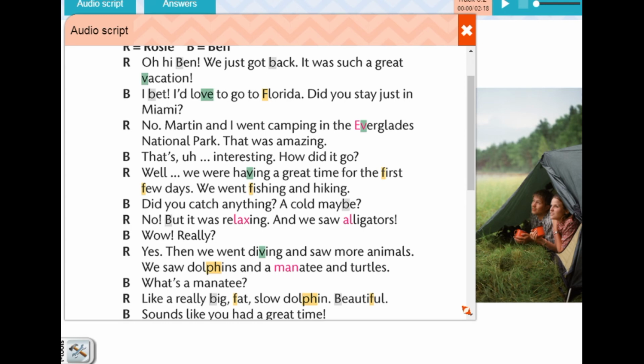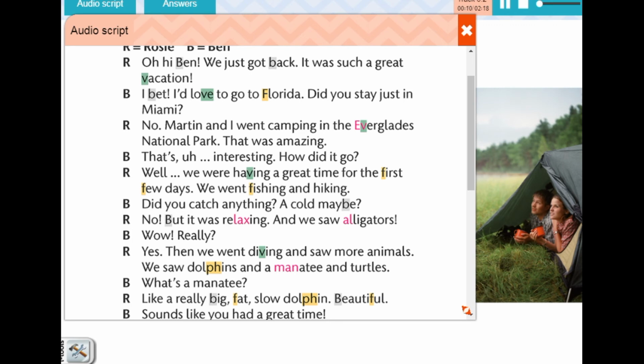Now, you're gonna listen to the audio about a conversation between Rosie and Ben, and they're going to talk about some activities that they have done, their life experiences they had in Florida, right? Pay attention. Which are the activities they mention here?